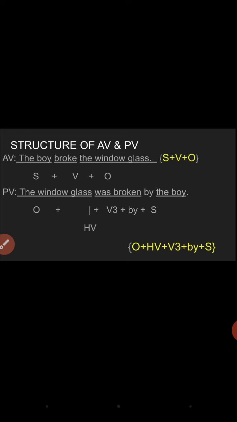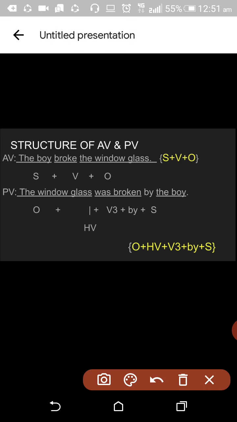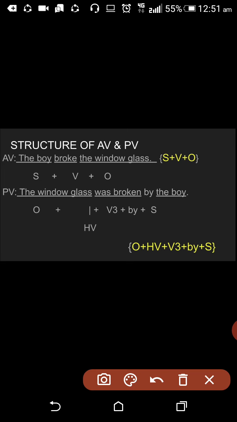So next thing is the structure of active voice and passive voice. I have written AV, active voice, here. The example also I have written here. The boy broke the window glass. The boy is the subject who is doing the action. Broke is the action done by the boy. And the window glass is the object which receives the action.